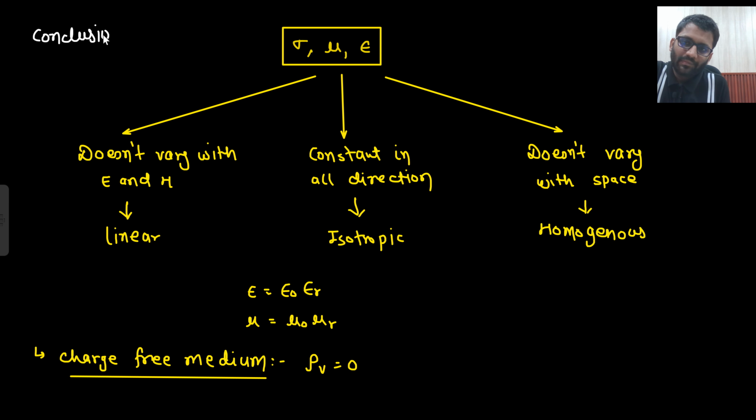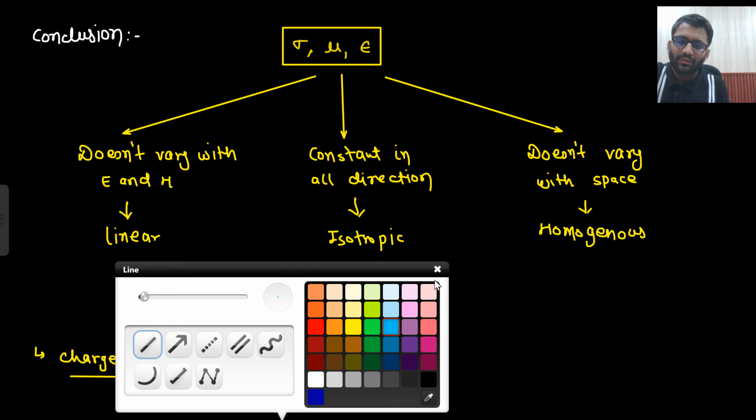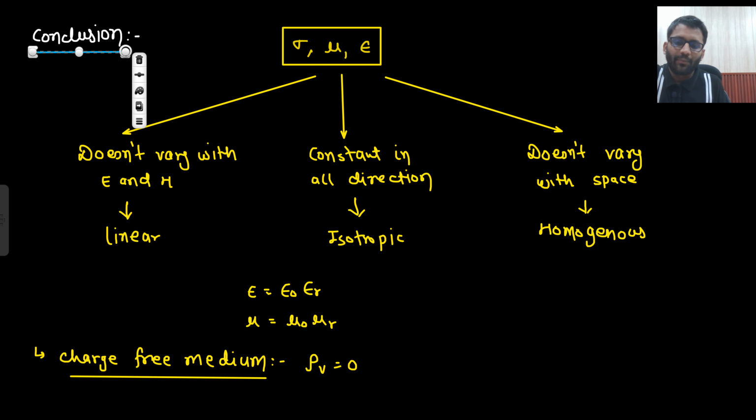Sigma, mu, and epsilon: if they are not varying with E and H, basically if they are not functions of E and H, then it is a linear medium. If they are constant in all directions, x, y, z, then it is isotropic. If it is not varying with space, then it is homogeneous. Epsilon is equal to epsilon naught epsilon r, and mu is equal to mu naught mu r. There is one more term, known as charge free medium. Charge free medium means rho v is equal to 0. What is rho v? Volume charge density.